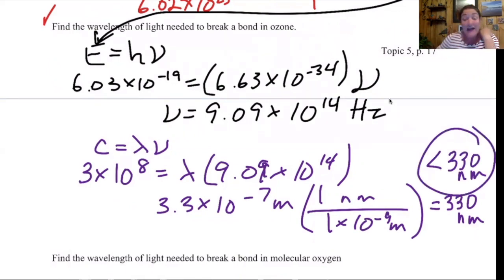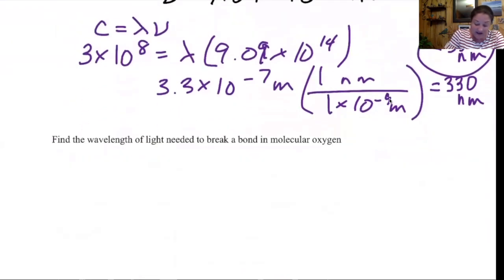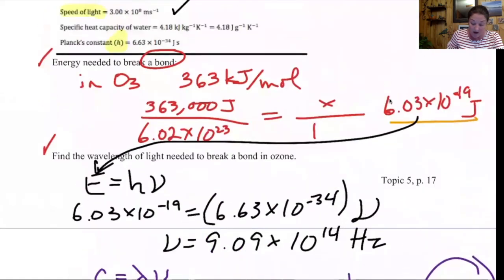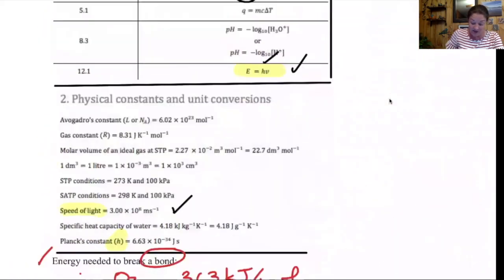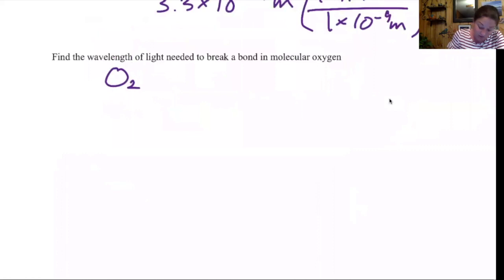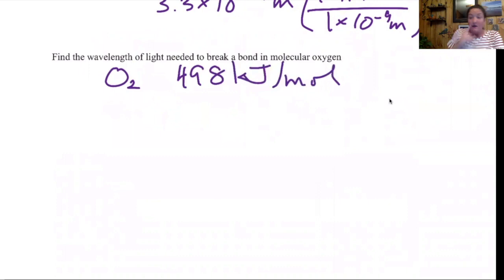To be honest, I haven't seen any problems like this on the IB exam, but it's definitely worthwhile to be discussing because it's kind of the why we care of chemistry. Now, if you were asked to find the wavelength of light needed to break a bond in molecular oxygen, now we're talking about O2, where we know the bond energy to be 498 kilojoules per mole. Pause the video, try going through the same series of steps and see what you come out with for the wavelength.